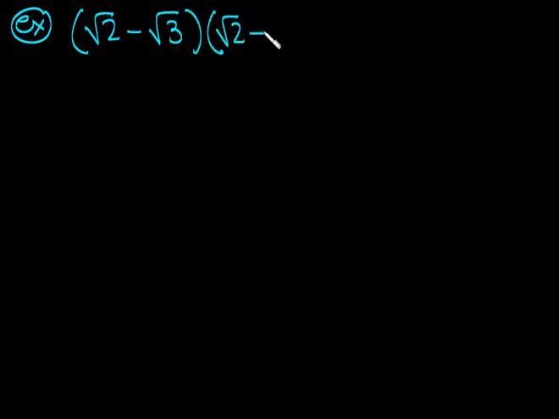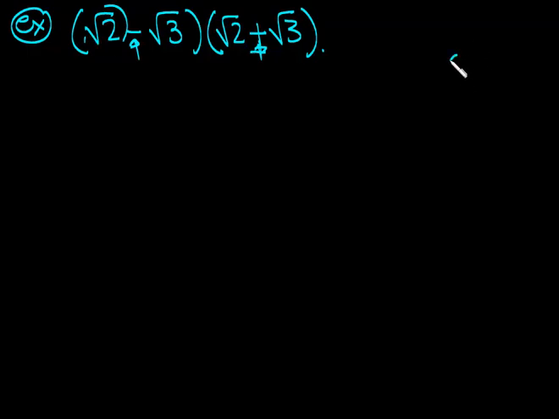Alright, one last example on conjugates. So let's say you have square root of 2 minus square root of 3, and I have square root of 2 plus square root of 3. Clearly I'm multiplying two conjugates over here. You can see they're exactly the same except for the sign in the middle. So all I have to do is take the square of the first. Okay, so let's do that.